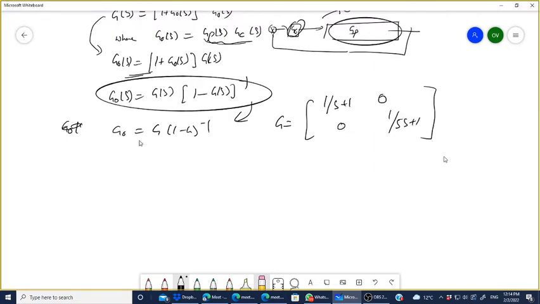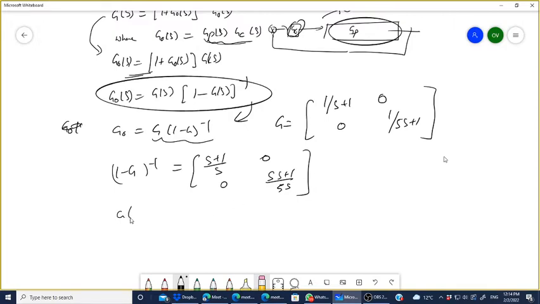G is given, so you can calculate this value. Yes or no? 1 minus G inverse you can calculate. It will come S plus 1 upon S, 0, 0, 5S plus 1 upon 5S, right? And when you multiply it by G, 1 minus G inverse, I'm writing directly, it will come 1 by S, if I'm not wrong, 0, 0, 1 by 5S, right? So this is the G naught.